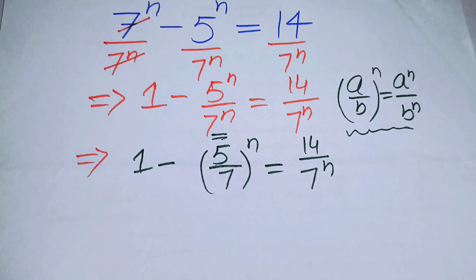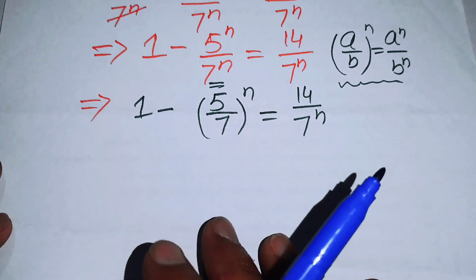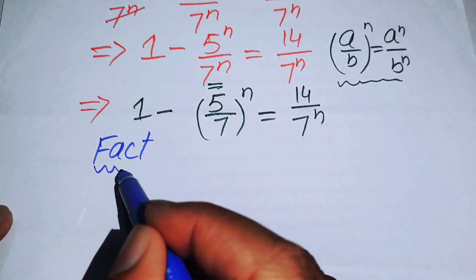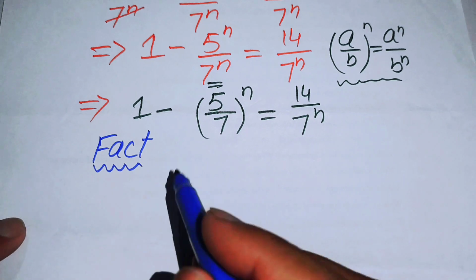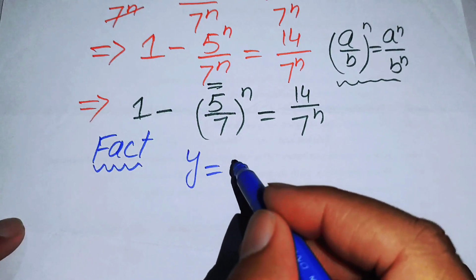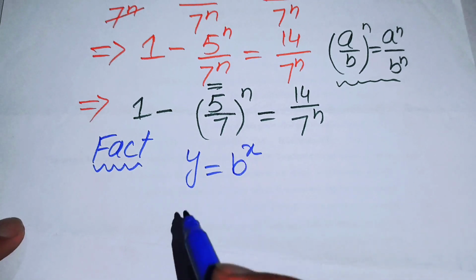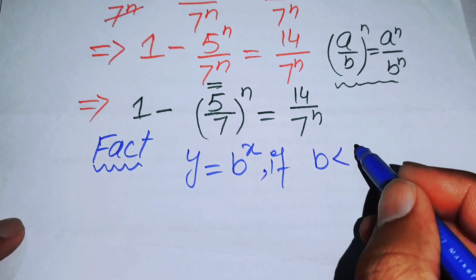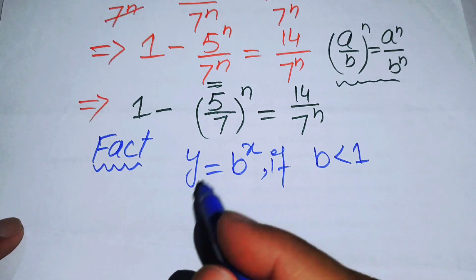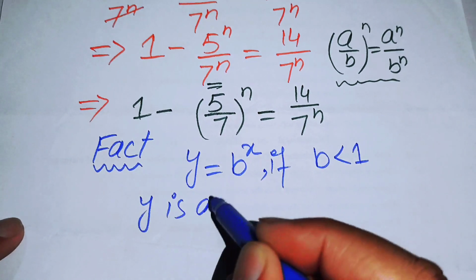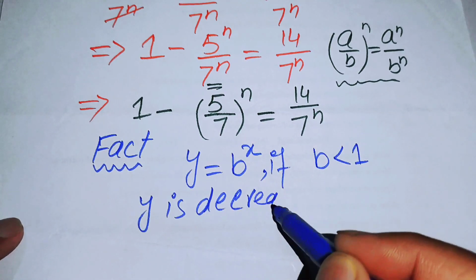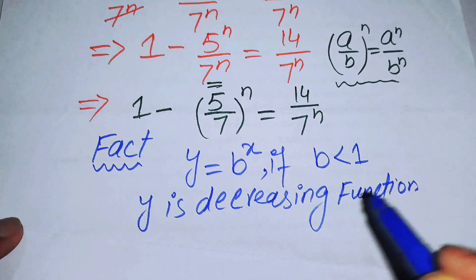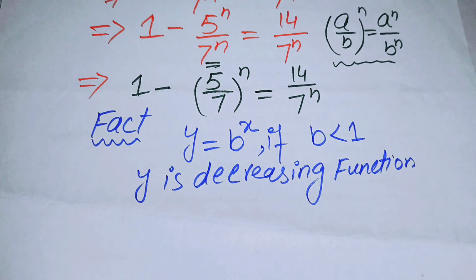And now in the next step we will use an important fact which is related to increasing or decreasing functions. This fact tells us that if we have a function in this form, y is equal to b to the power of x, and if b is less than 1, then we can say that y is a decreasing function. So now we can solve this problem with the help of this fact.